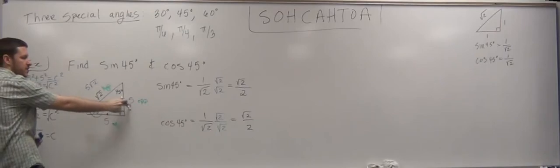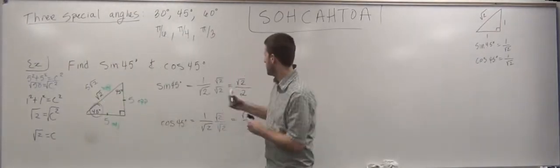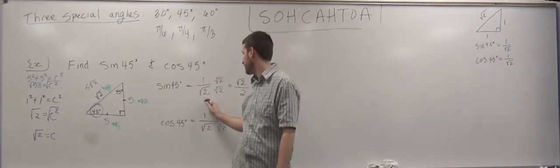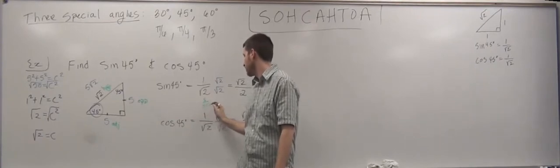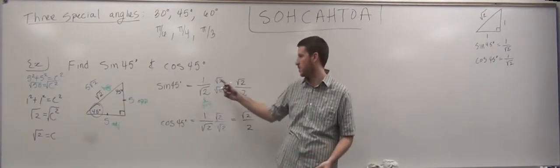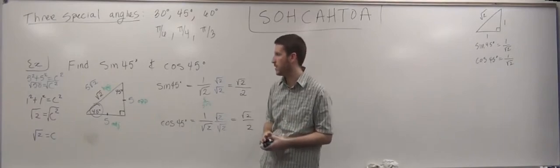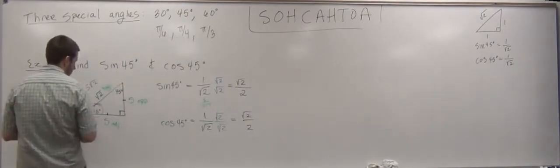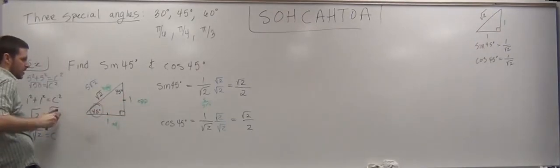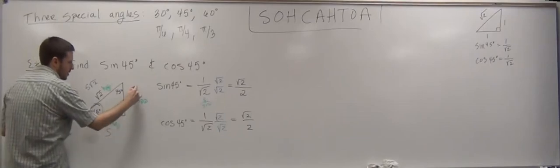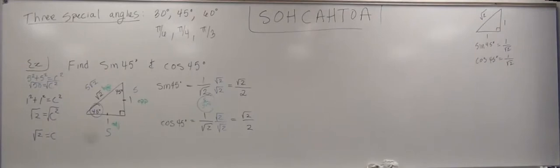So then if you do opposite over hypotenuse, if you do 5 opposite, 5 over hypotenuse, 5 root 2, the 5's cancel and you get the same thing, 1 over root 2. Okay, so the size doesn't matter. We did it with 1s. If you did it with 5s, this is what you do, which is the same.